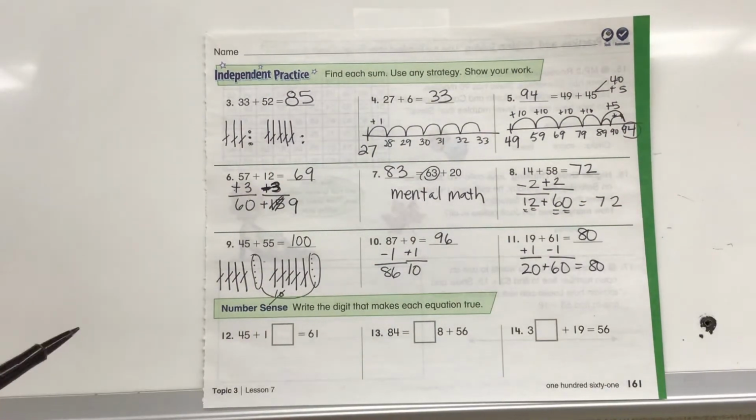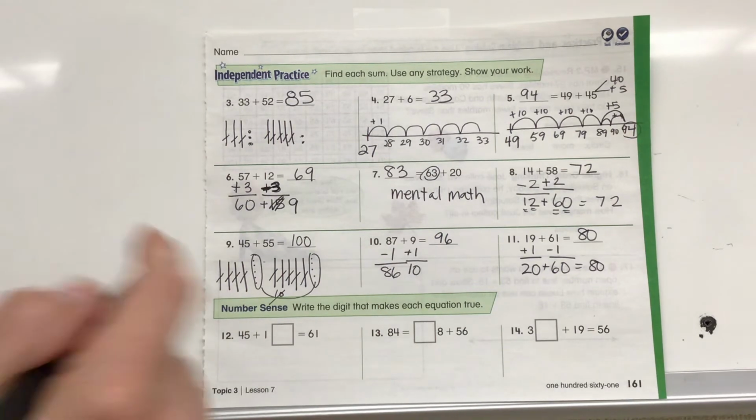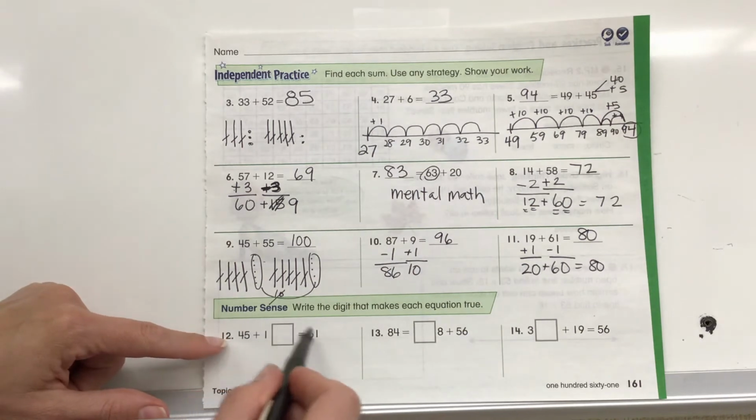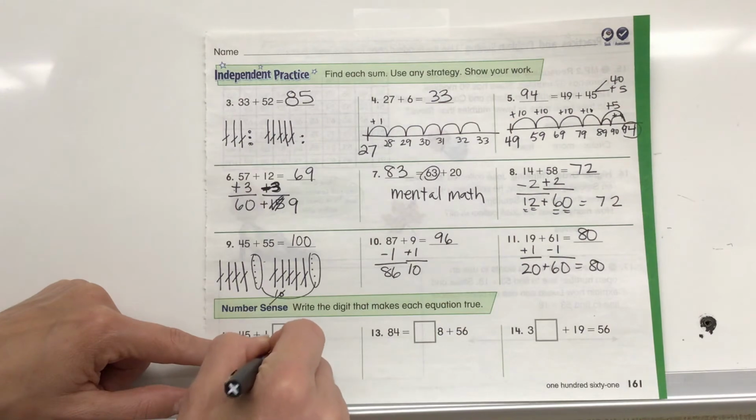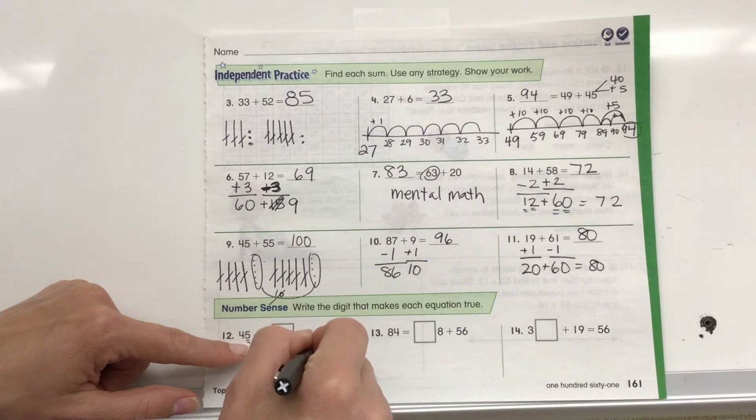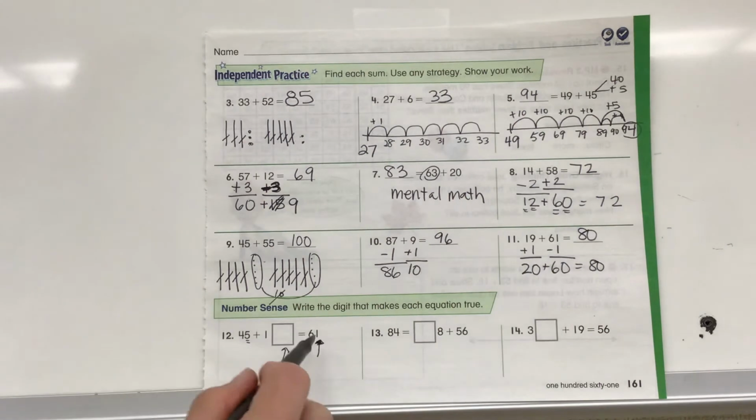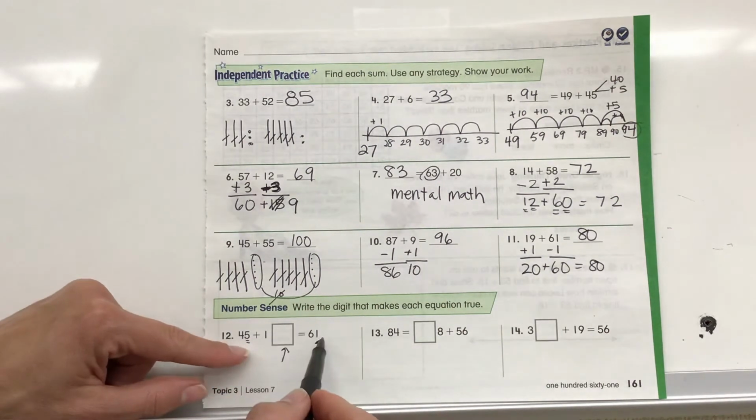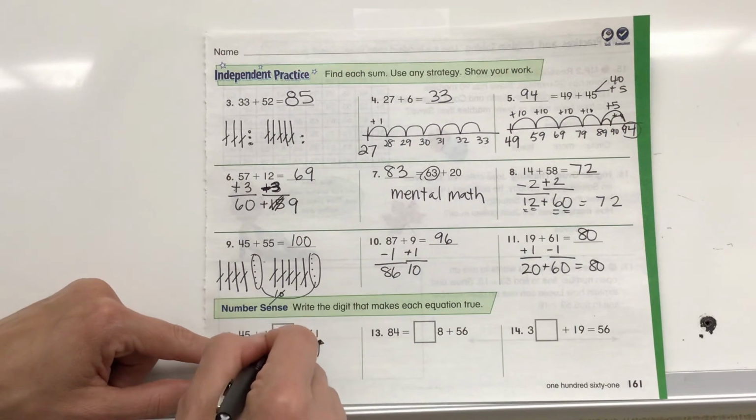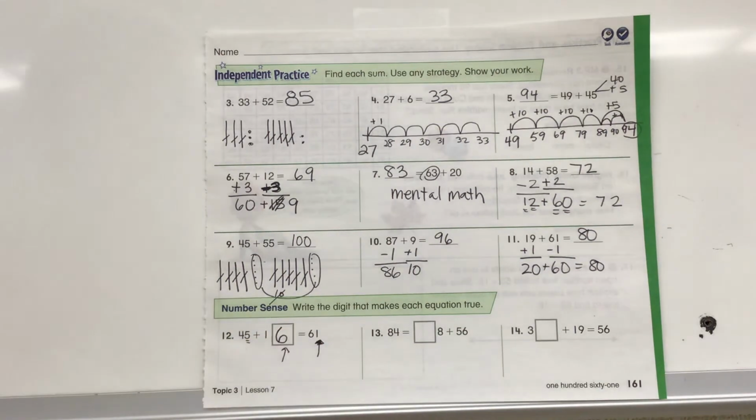Now our number sense can become a little bit trickier, because remember, this is kind of a review of what we did earlier. Sometimes we have to regroup things. So 45 plus something equals 61. Well, take a look at this in the ones place. 5 plus what is going to give us a number that ends in a 1? Well, a 1 is smaller than 5, so we know we're going to have to regroup. 5 plus what equals 11? Well, I know 5 plus 6 equals 11 when we try to get it to 61.